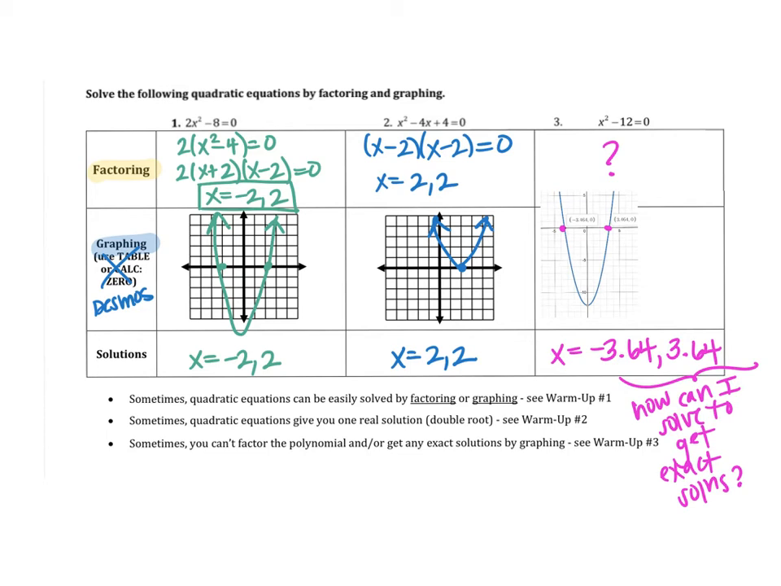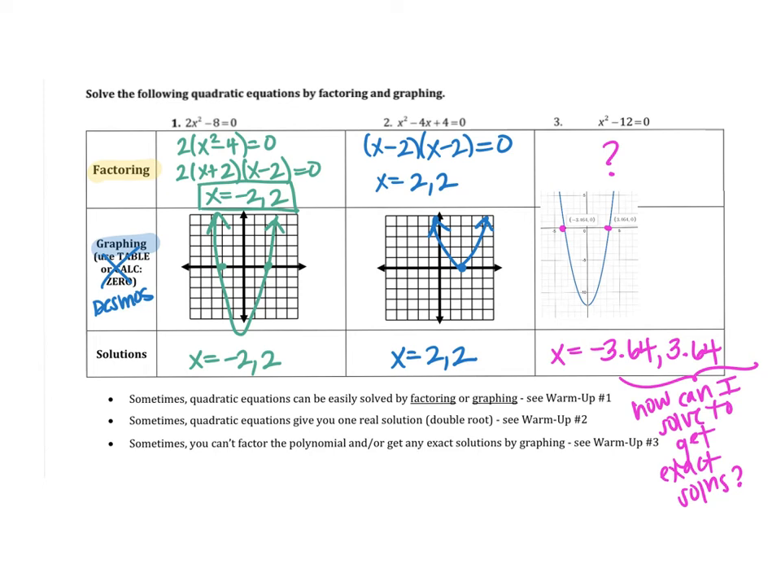For example 3, x squared minus 12 equals 0. First of all, I can't factor it, right? Because there's no 2 numbers that multiply to -12 and sum to 0. Because 12 is also not a perfect square, I couldn't use the difference of squares pattern. So factoring definitely does not work. Graphing works, right? We get x equals -3.64 and positive 3.64. Now the difference is it's an approximate solution. So our big idea is how can I solve to get exact solutions? And that's why we're going to have inverse operations.